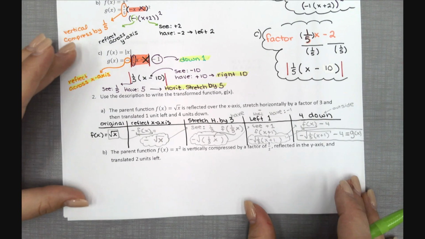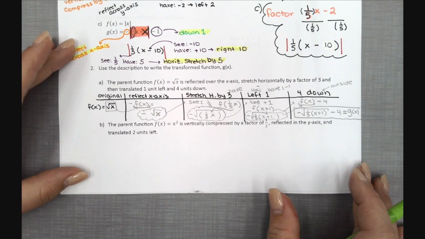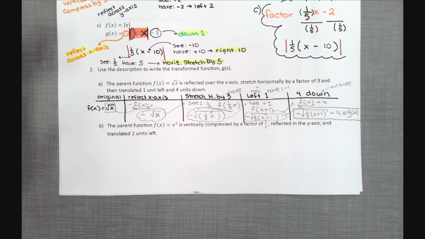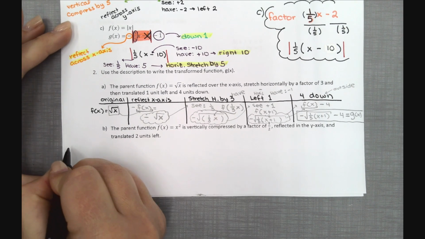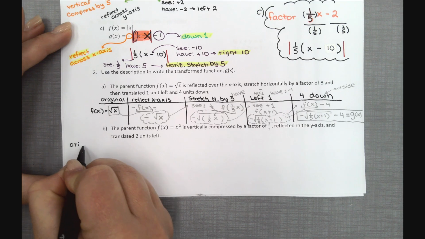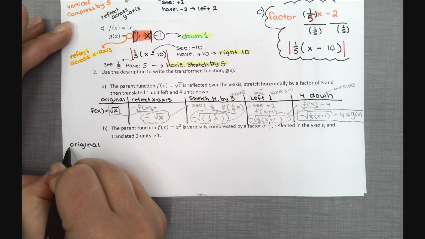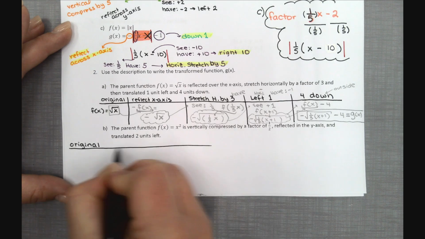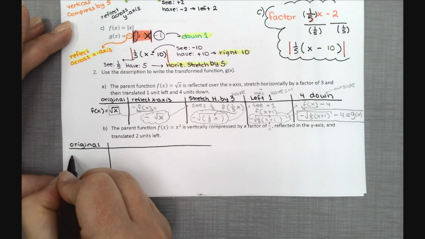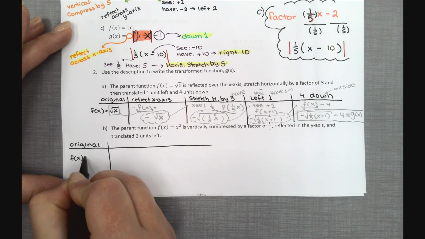Okay, moving on. B, same thing. We're going to create our table and take it one step at a time. So parent function, here's our original. I'm going to move things over just in case I need more space. All right, original function is f of x is equal to x squared.